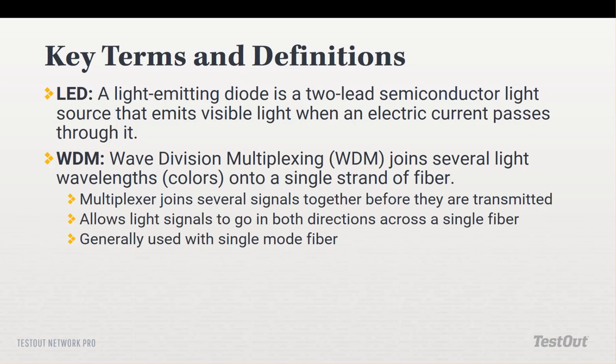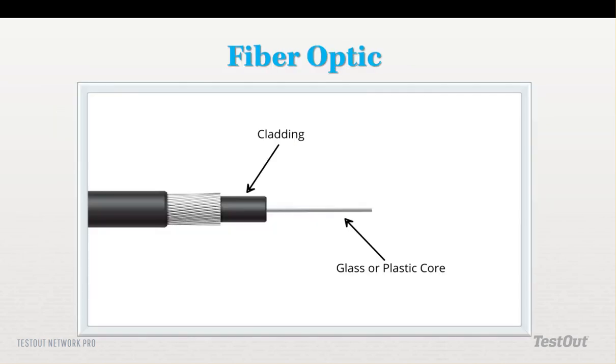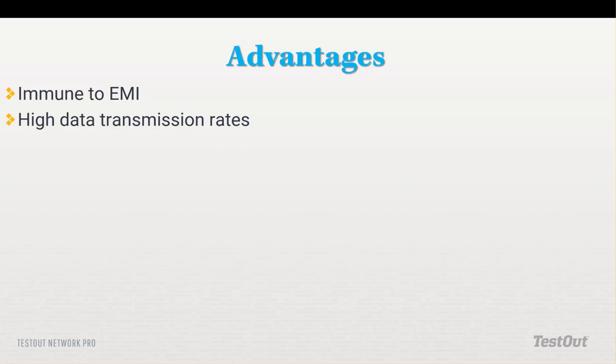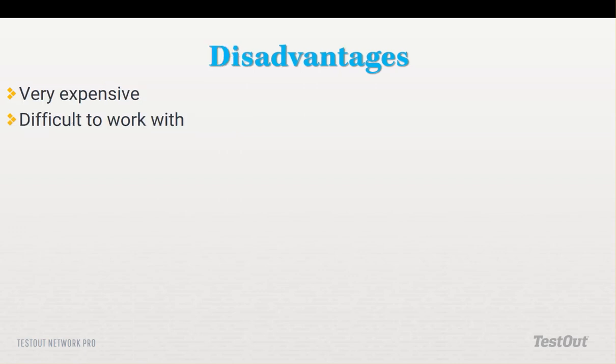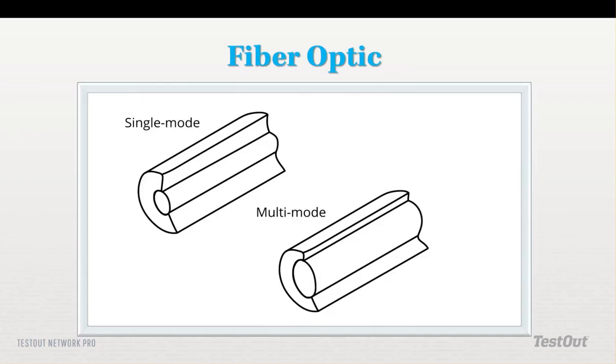Most important is that light allows signals to go back and forth in both directions in a single fiber. And it's generally used in single mode, which is going to be for long distance. So you can see how complicated the fiber is. You have a glass or plastic core, and you have what's called cladding, which is used to redirect the signal. It's immune to EMI, which is great, and you're going to have high data transmission rates, up to 10 gigabits. The disadvantage is obviously very expensive, difficult to work with. It's not easy to connect fiber cables.